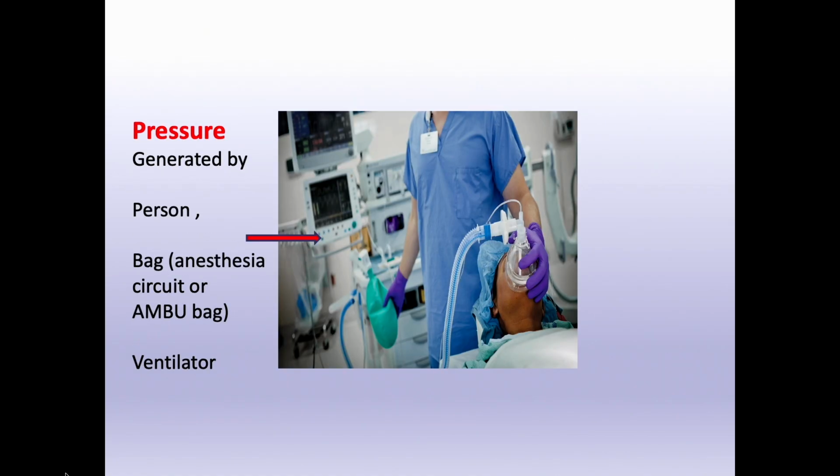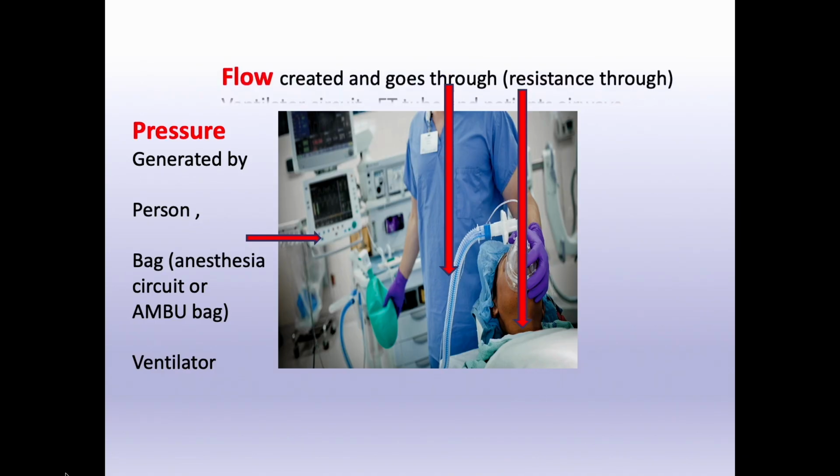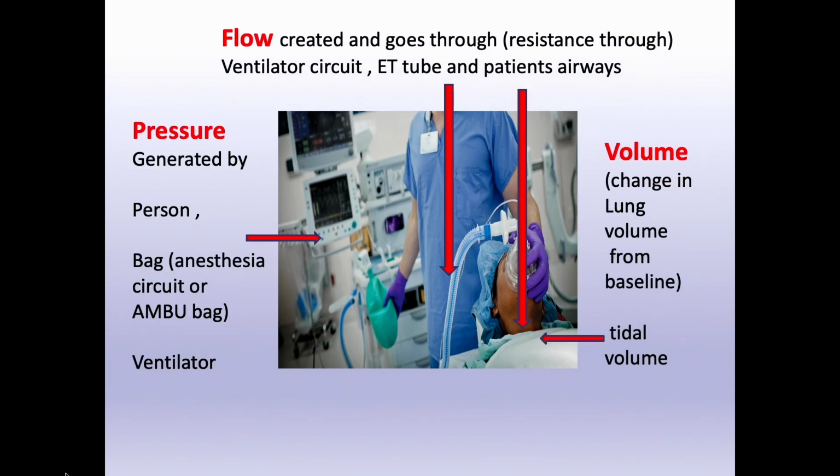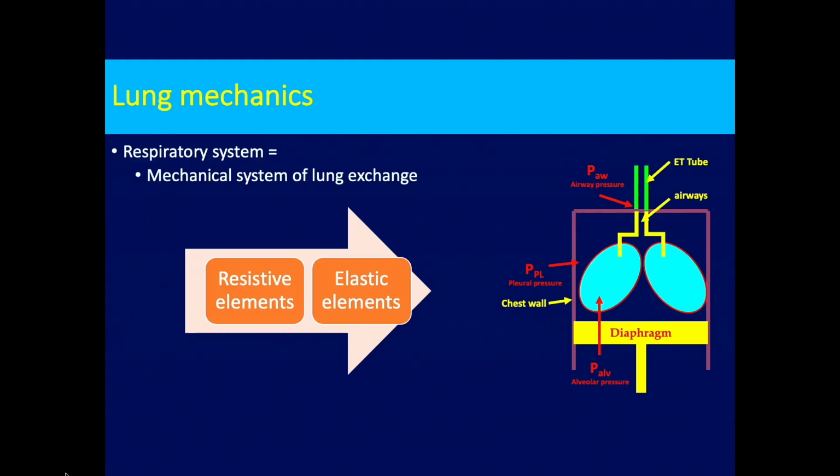Pressure can be generated by a person, by a bag, as sir was saying, the ambu bag is mandatory, or by a ventilator. The next thing is that flow is created, and then ultimately there's a change in volume, which is called the tidal volume. So pressure, flow, and volume are the three graphs which will be seen on this.